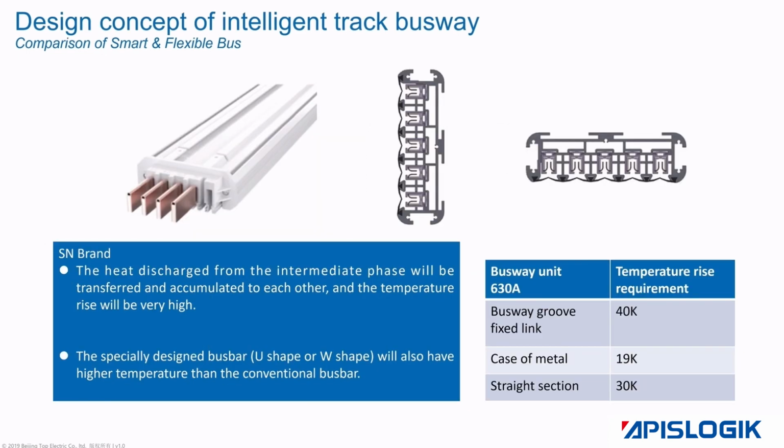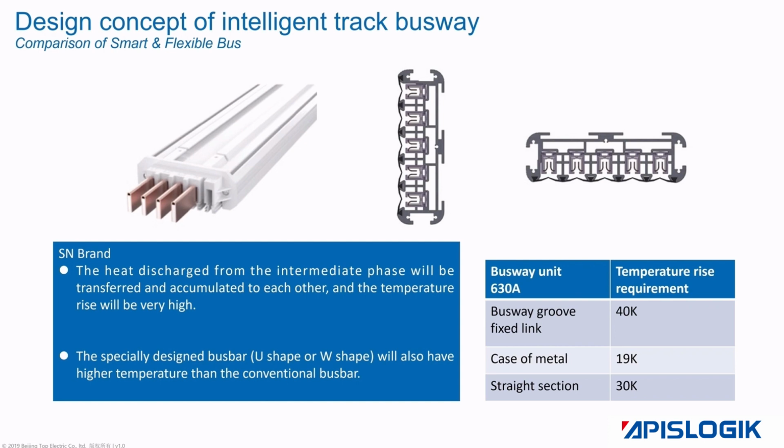Let's take a look at the picture on the left first. The bus bars are densely arranged, and the heat dissipation effect of the special-shaped copper plates is not good. There will be heat transfer between phases, which will affect the heat dissipation effect.